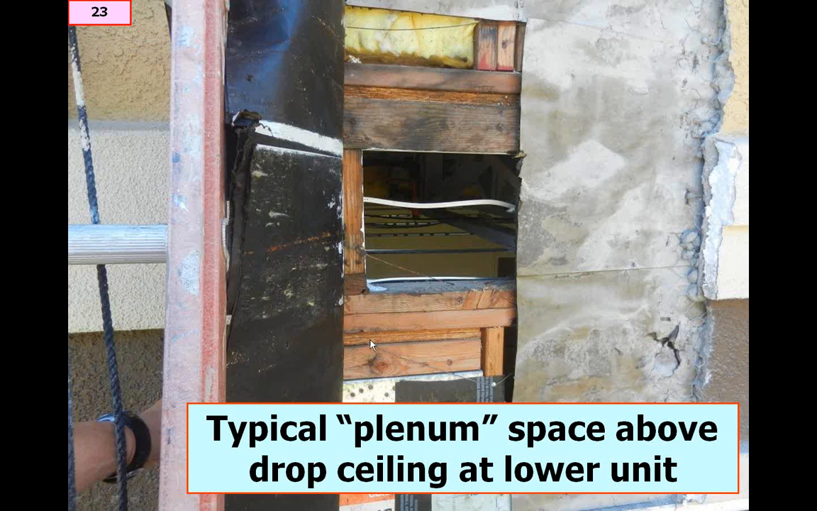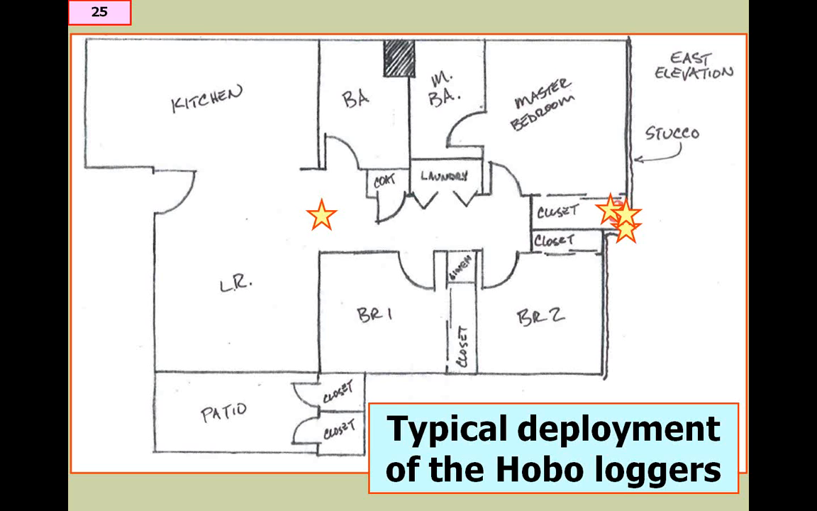And here's a plan of, in essence, where our 4 HOBO loggers per unit, typically there were 4 per unit, some we did more, were installed. We installed one in the hallway next to the kitchen and living room, and then we installed 3 in the closet at the transition between one bedroom and the other bedroom in these 2 or 3 bedroom units.